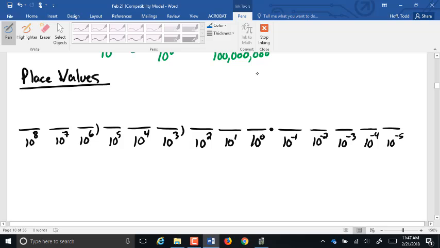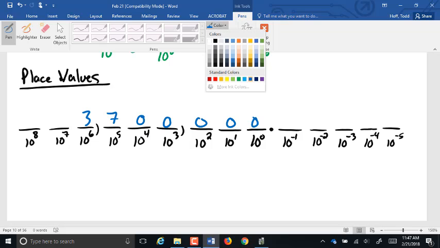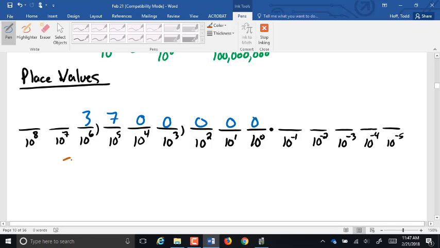Now, we often try to abbreviate numbers. We might have something like 3,700,000. And one of the ways we abbreviate that number is just by pronouncing it as 3.7 million.